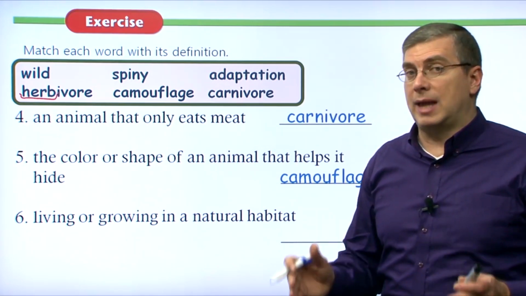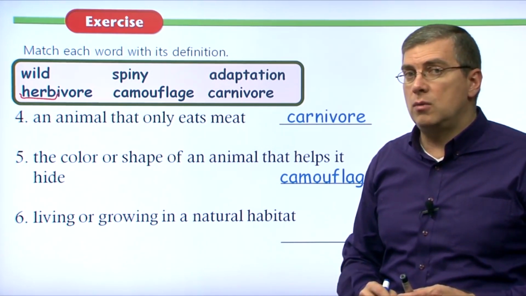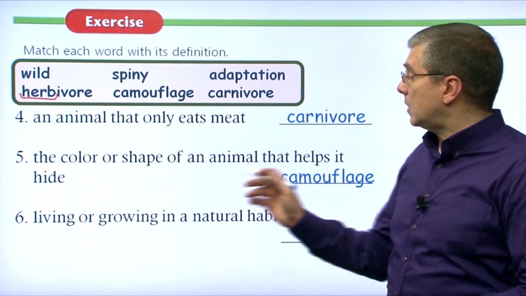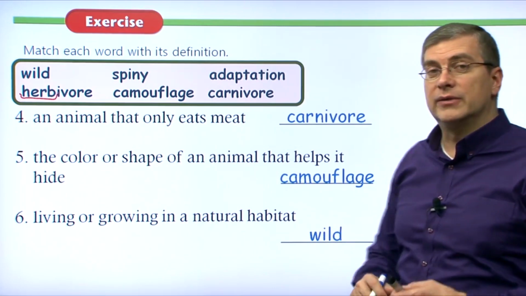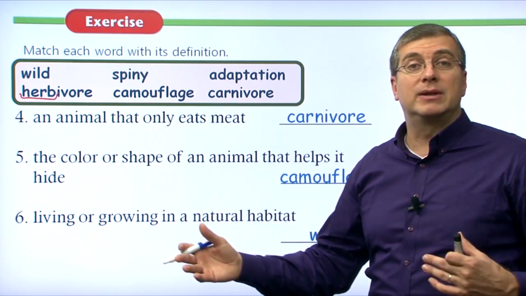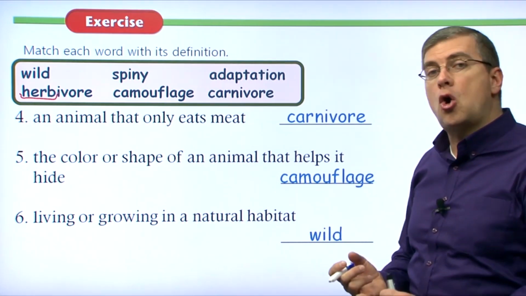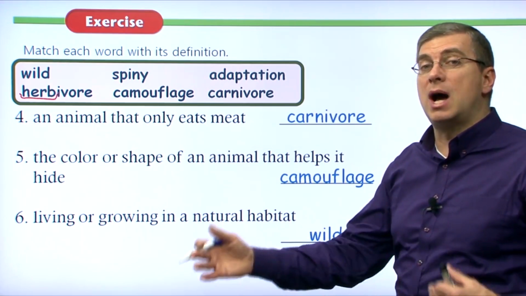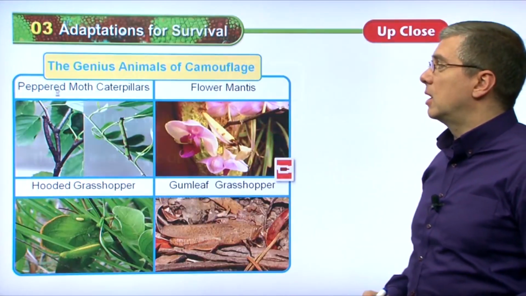Number six, living or growing in a natural habitat. In a natural habitat. Not in your home, not in a zoo. They are living out in the wild. So if something lives out in the wild, they are living in the natural habitat. Nothing man-made, not in a home, not in a zoo, not in a cage. They are living in the wild.